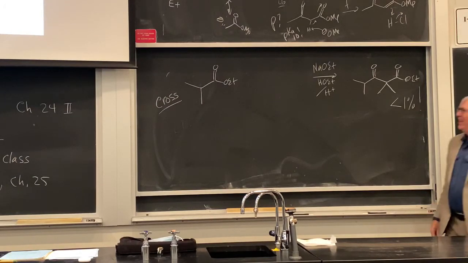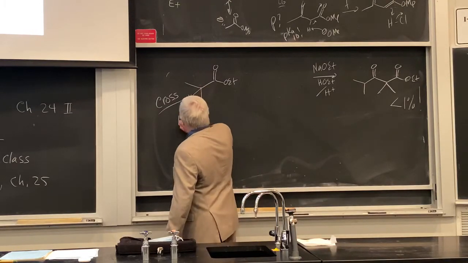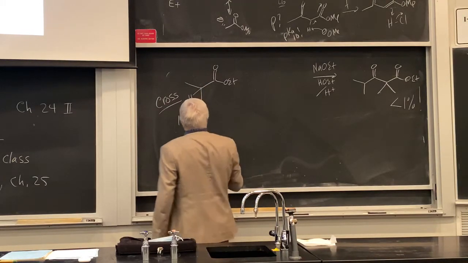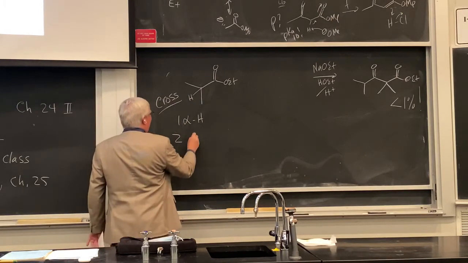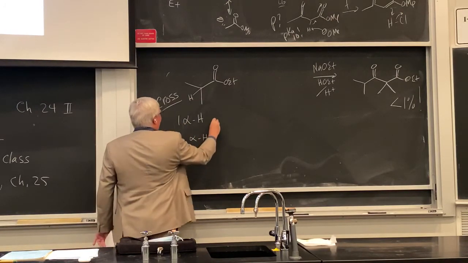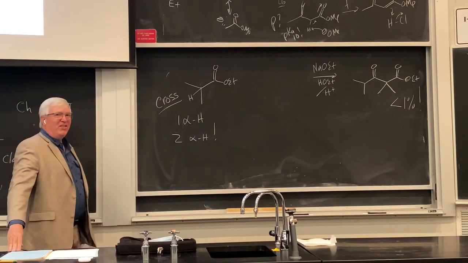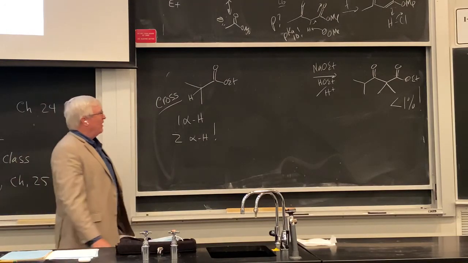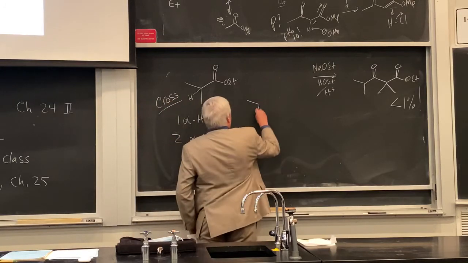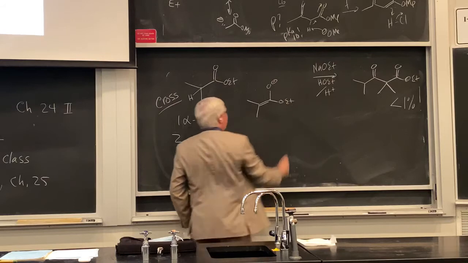What's the issue here? Well, there's only 1 alpha hydrogen. What you really need for a high yielding reaction is at least 2 alpha hydrogens. Why? Why is that a requirement? Well, it has to do with that enolate resonance stability after it does the condensation. So let's look at the mechanism here. So yeah, you can form this enolate. That's not the problem.